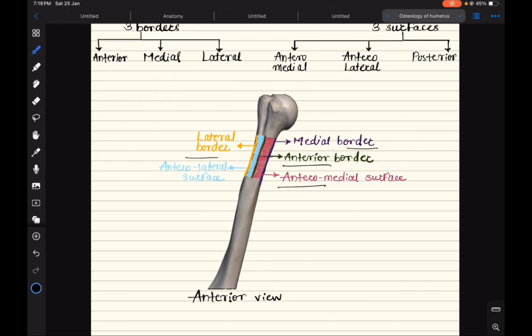Then come the surfaces. The first one is the anteromedial surface, which lies between the anterior and the medial borders. Then the anterolateral surface, which lies between the anterior and the lateral borders. Lastly, the posterior surface, which lies between the medial and the lateral borders.